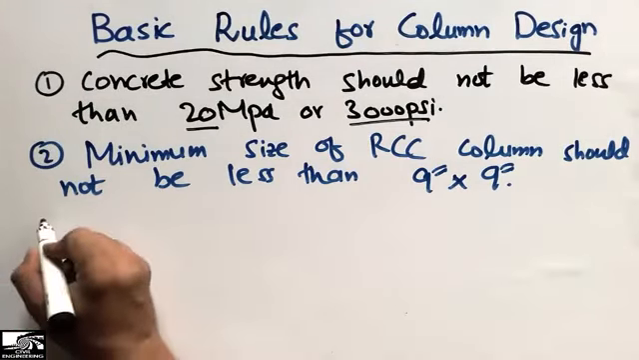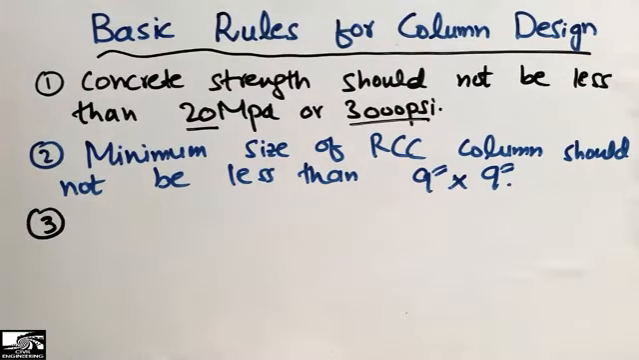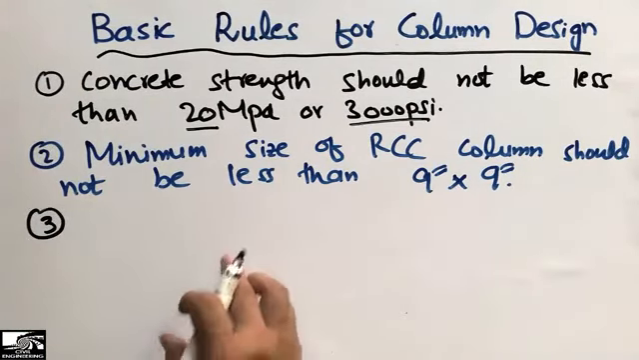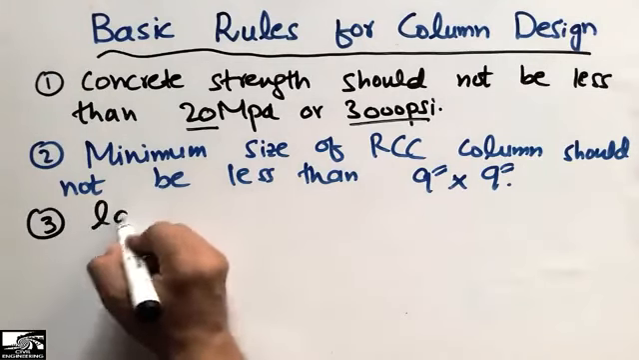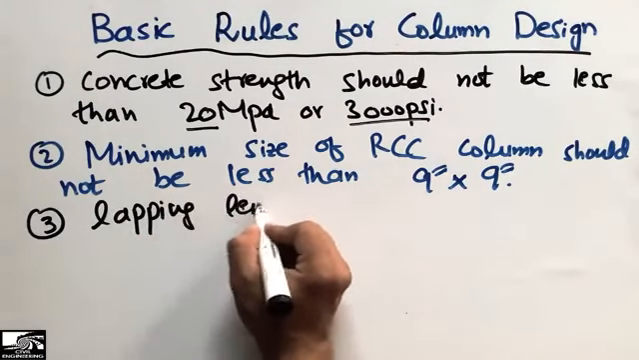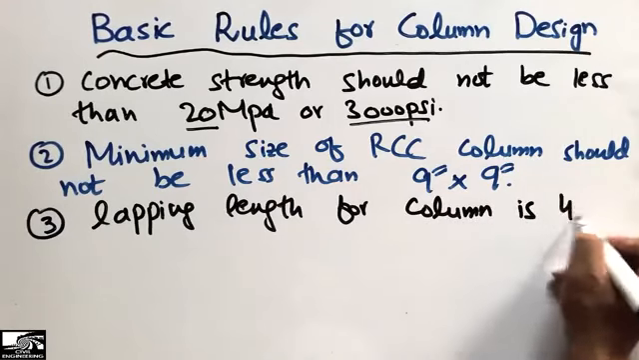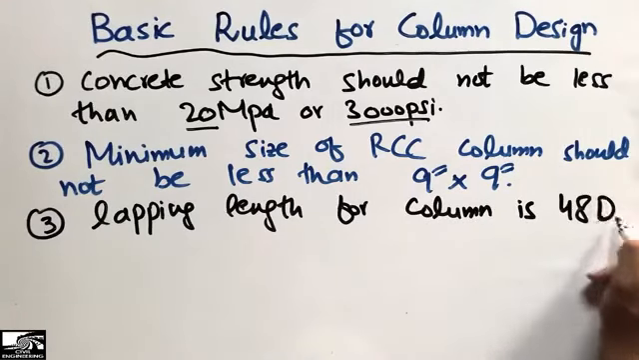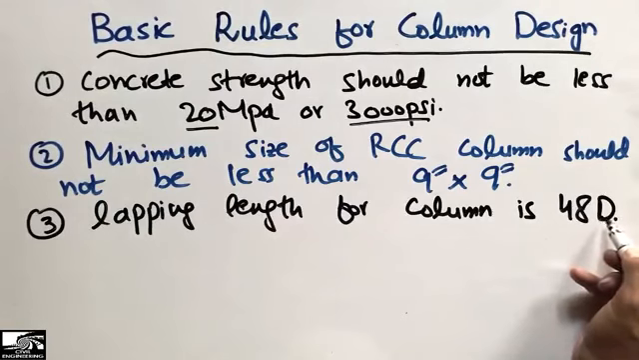The third rule for the design of the column is that we must provide the lapping length, and the lapping length for the column is 48 into the diameter of the bar. The D represents the diameter of the bar, the smallest diameter of the bar.